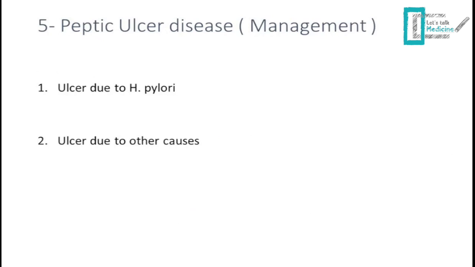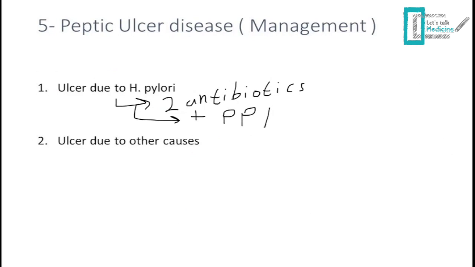The management of peptic ulcer differs according to the cause of peptic ulcer. So if this ulcer was due to H. pylori, the management would be different from when it is caused by any other cause. If the cause was H. pylori, it makes sense that we need to eradicate this H. pylori infection. And this happens with a treatment that includes 2 antibiotics and a proton pump inhibitor.